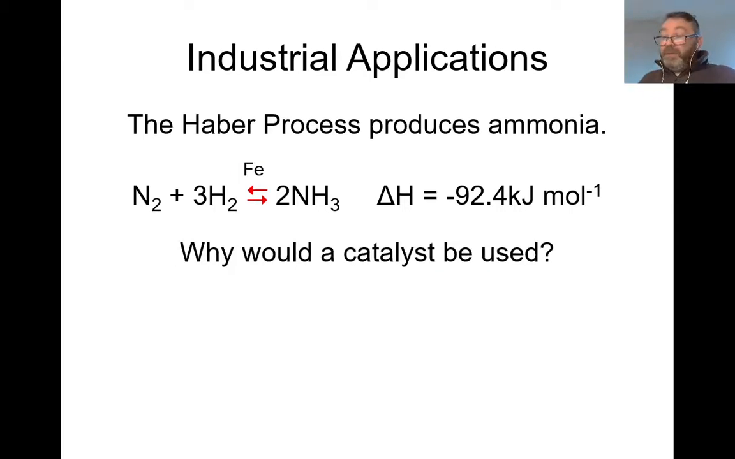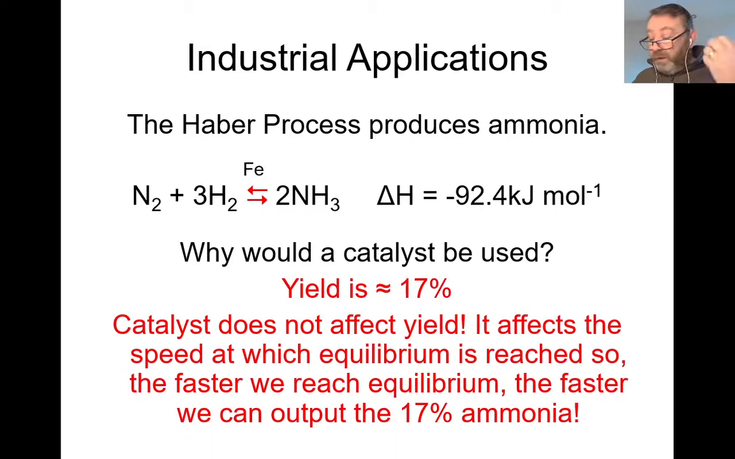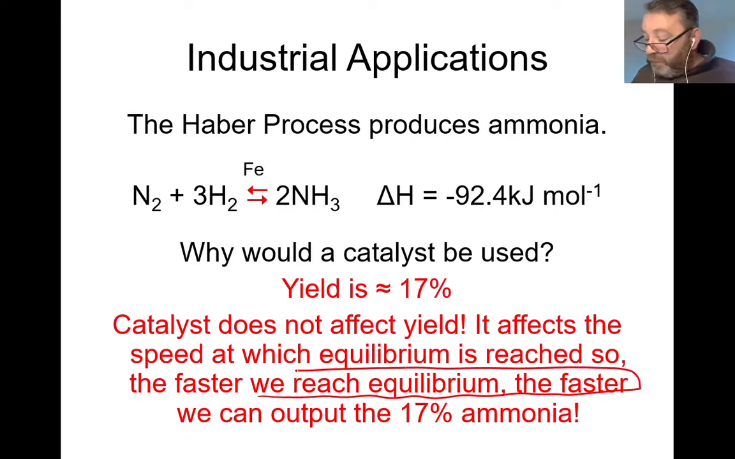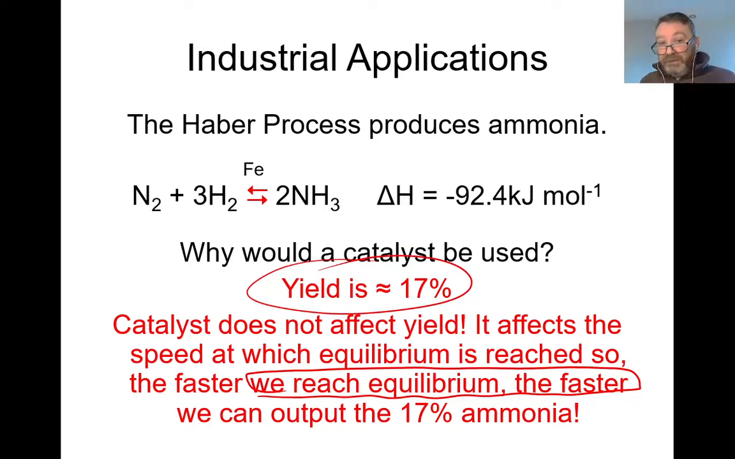Okay, so the Haber process, as we said, produces ammonia. Why would a catalyst be used? And I've given it the answer already. To get to the position of equilibrium faster. There it is. With a catalyst, we reach equilibrium far more quickly than we would if we left this thing to its own devices. If we increase the pressure up to about 200 atmospheres, if we decrease the temperature down to 500 degrees Celsius, and we throw in a bit of iron, we get a yield of 17%. You might say that's useless, but 17% yield in terms of industry is acceptable.